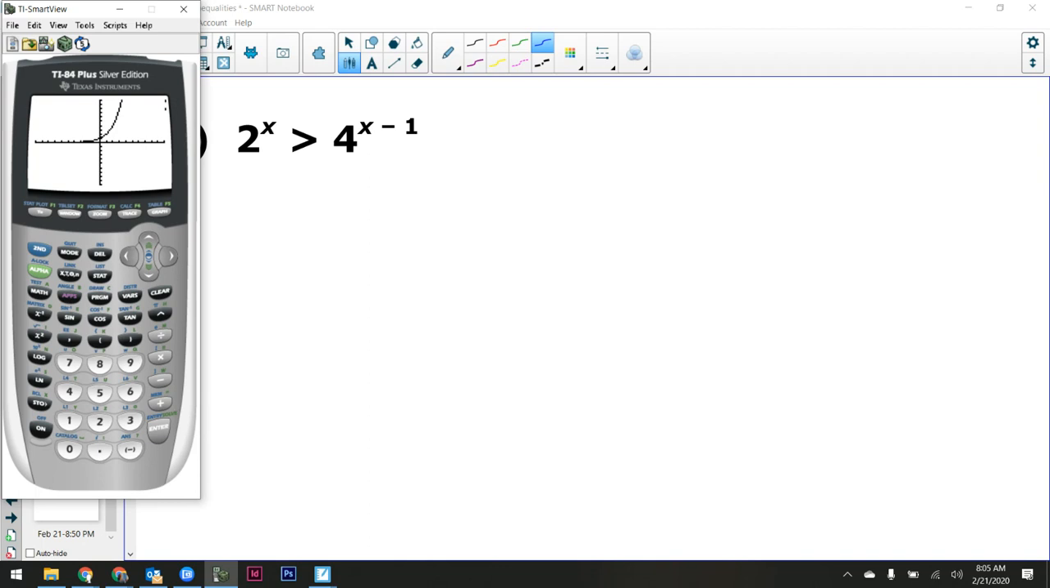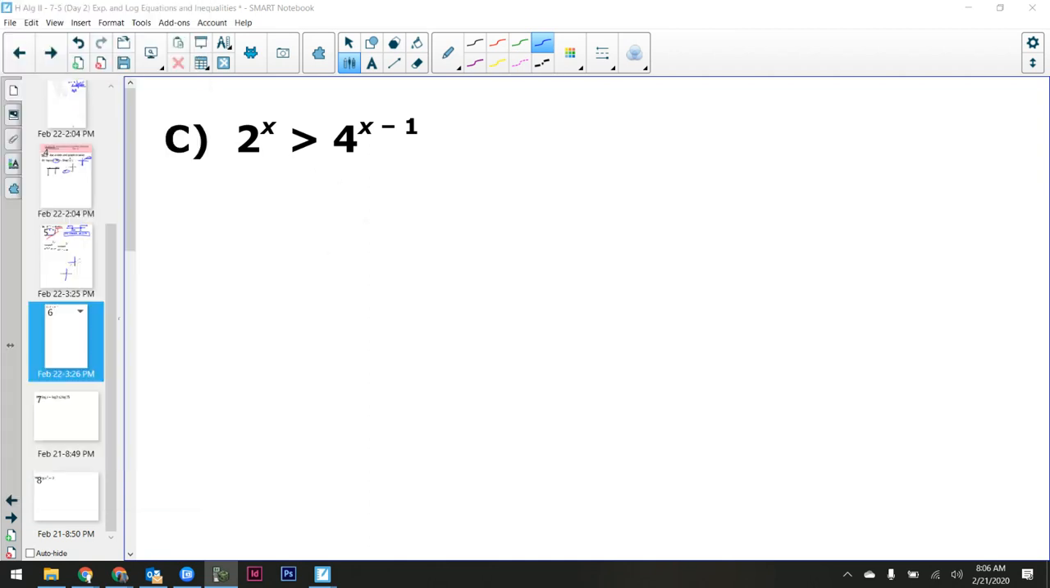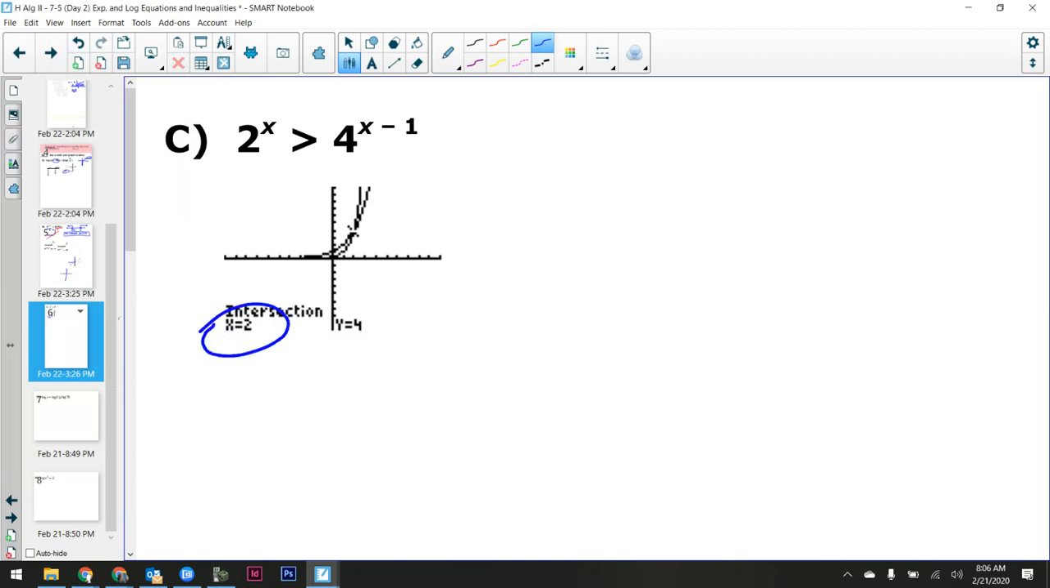Whoa. Okay, so I see my 2 to the x, and then I see 4 to the x minus 1 come in. Okay, let's calculate that intersection point. I think I see everything that I need to see on this screen. I'm going to calculate the intersection point, and it comes out to be at x equals 2, right? Now, are they going to cross again? The other one crossed twice, but that was just because we had an exponential and a linear. Are they going to cross again?